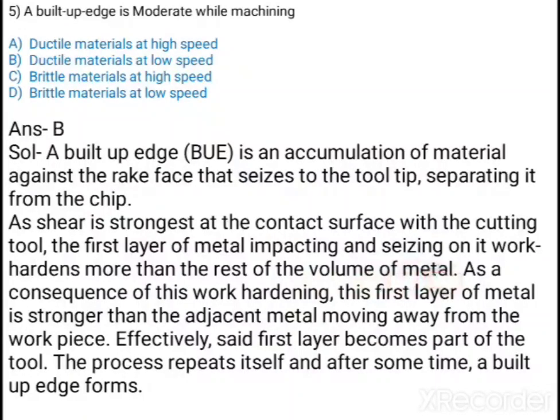These are the points we have provided to you, but you have to remember regarding the built up edge: during machining of ductile materials, because of high toughness, the energy wave is produced, that is one point, and due to low speed, the time available for adhering of the chip will be high. These 2 points you have to remember, which cause the formation of built up edge. So ductile materials at a low speed is the answer.